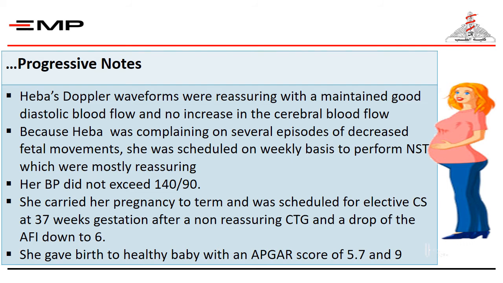Because Heba was complaining of several episodes of decreased fetal movements, she was scheduled on a weekly basis to perform non-stress testing, which were mostly reassuring. Her blood pressure did not exceed 140/90. She carried her pregnancy to term and was scheduled for elective cesarean section at the 37th week of gestation after a non-reassuring CTG and a drop of the amniotic fluid down to 6. She gave birth to a healthy baby with an Apgar score of 5, 7, and 9.